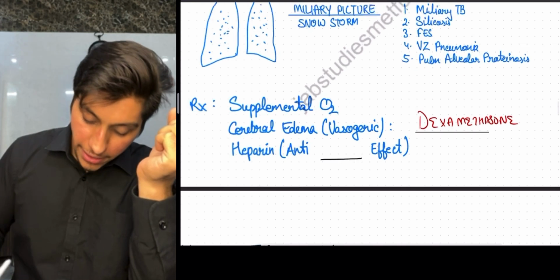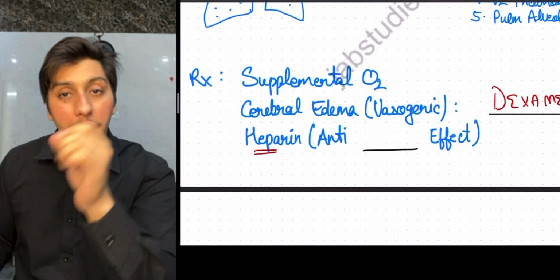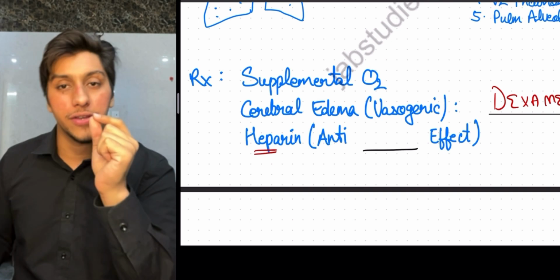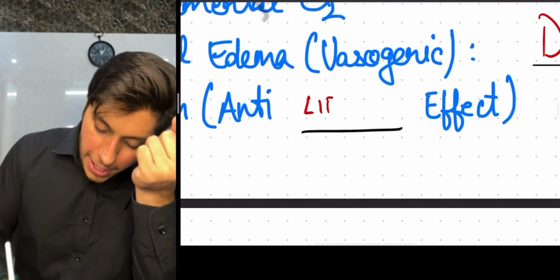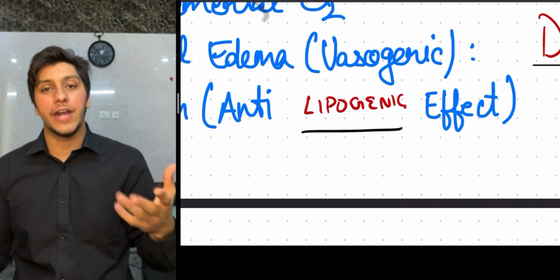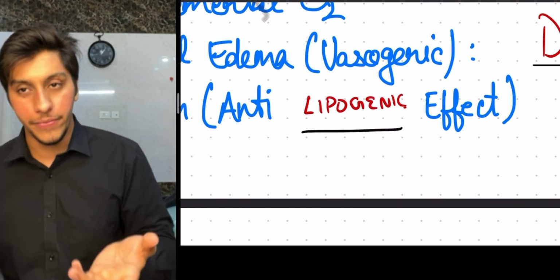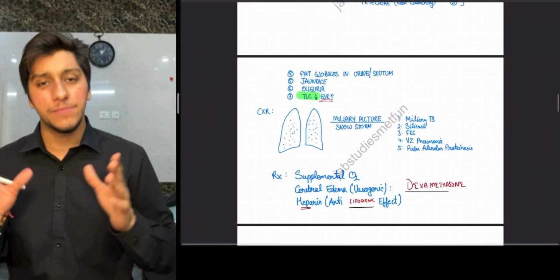Alright. And remember, guys, we're going to use heparin now. Usually heparin is used for its anticoagulative effect. Over here, in case of fat embolism syndrome, we are using heparin for its anti-lipogenic effect, so that it breaks down the fat and prevents further degradation and formation of fat globules. Alright, so this is all you need to know with respect to fat embolism syndrome.